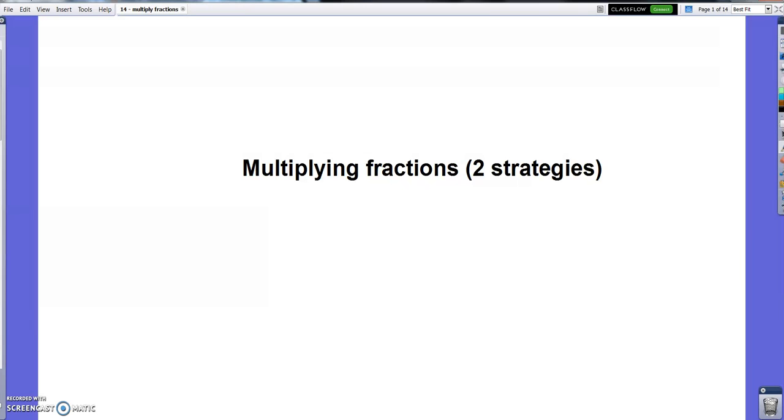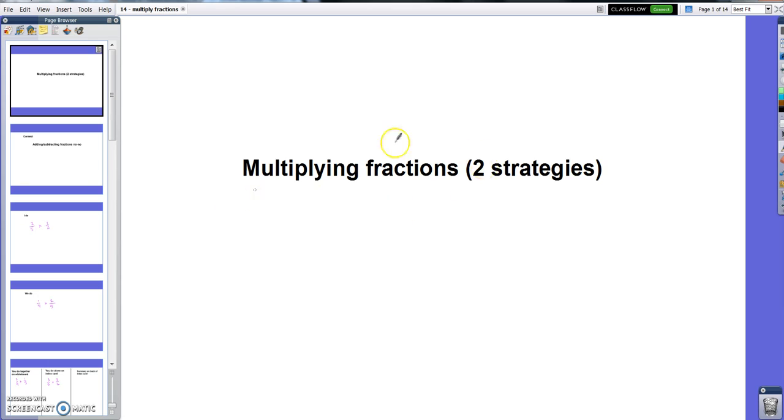Good evening, 6 Accelerated Math. Yesterday we added and subtracted fractions. Today we're going to work on multiplying fractions, and I'm going to show you two strategies for doing this, a visual one and a mathematical one.